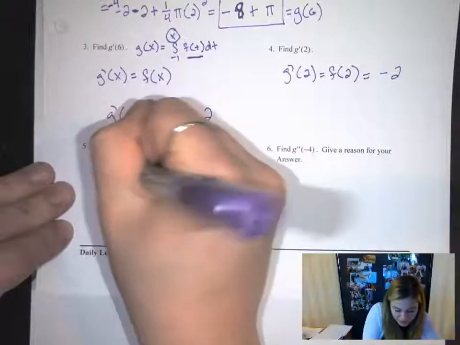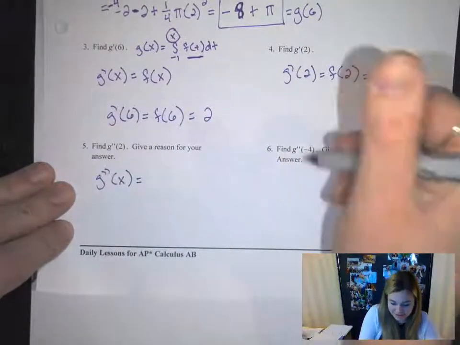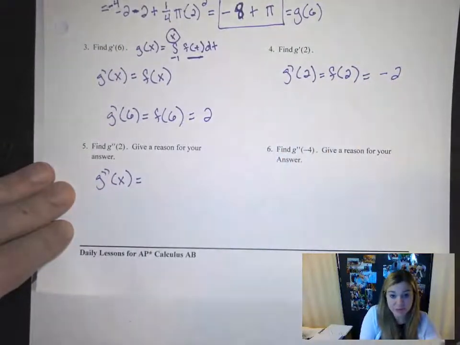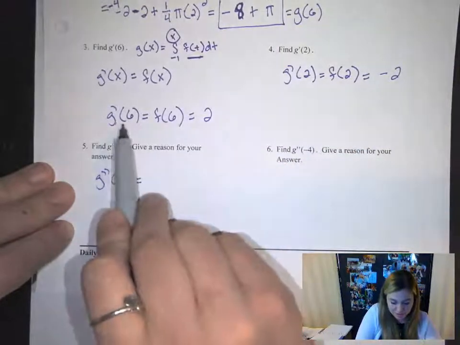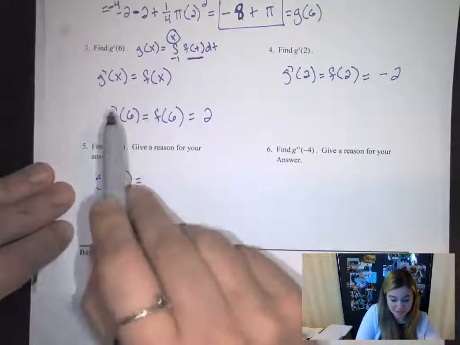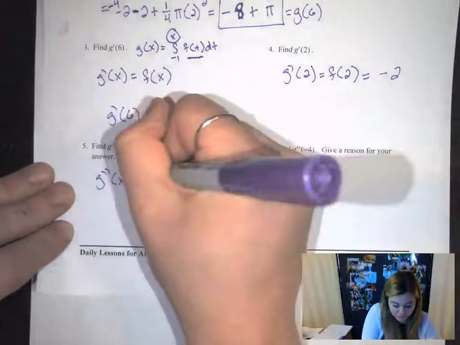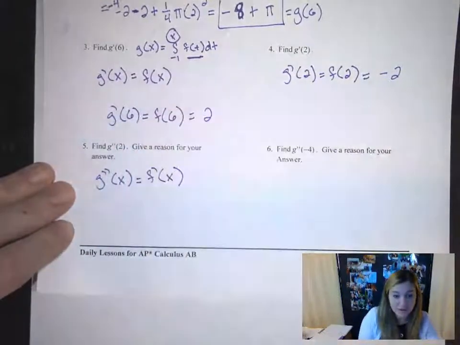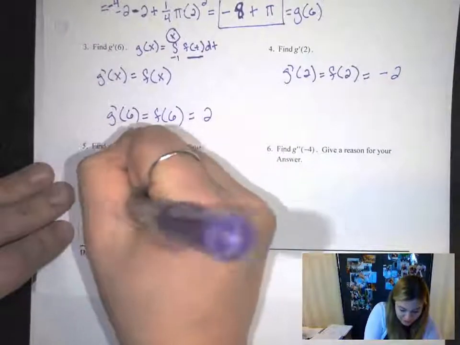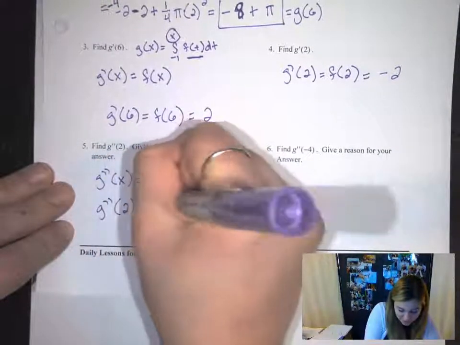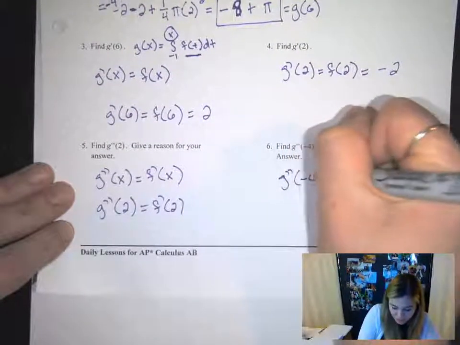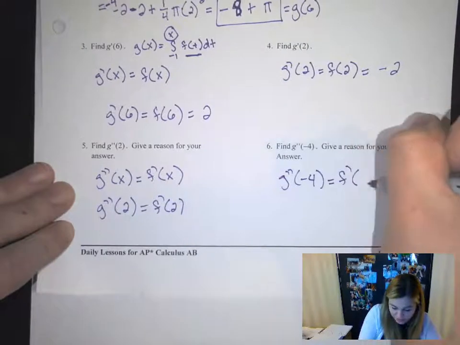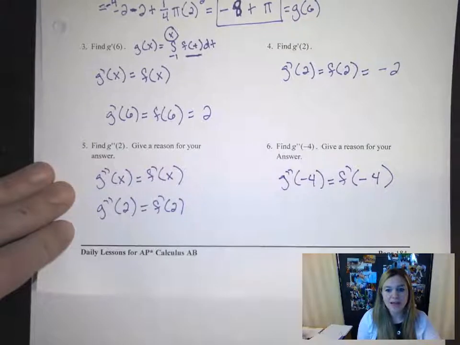So g double prime of 2. Before I find that, I'm going to do g double prime of x. Same thing over here, g double prime of -4, I need to first find g double prime of x. If g prime of x was equal to f of x, g double prime would be equal to f prime. So g double prime of 2 is equal to f prime of 2. Same thing over here, g double prime of -4 is equal to f prime of -4.